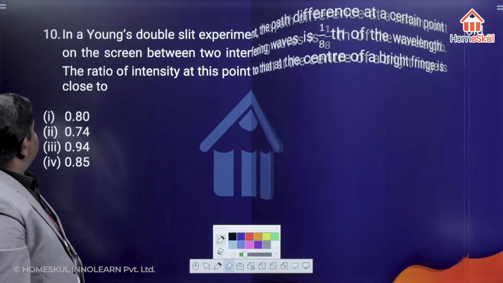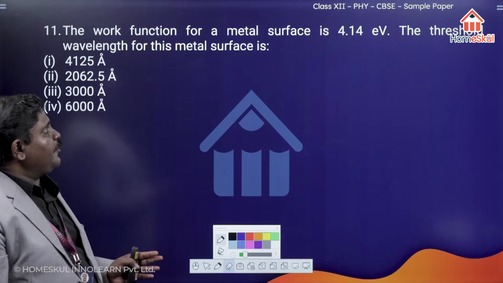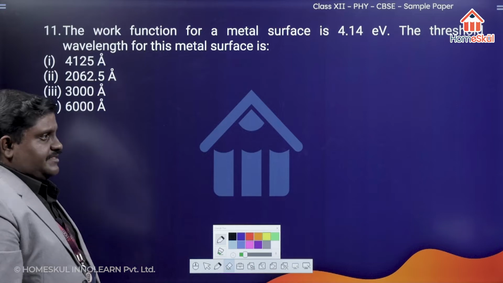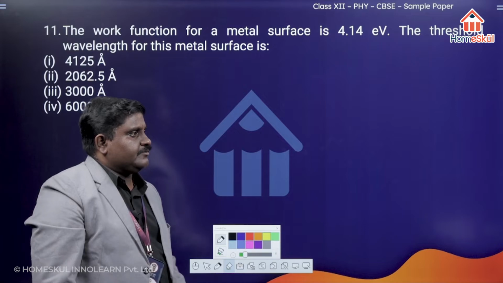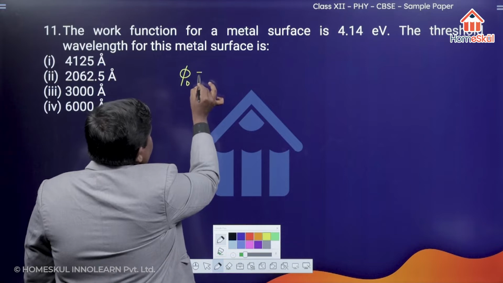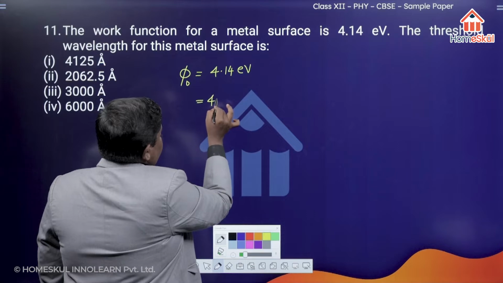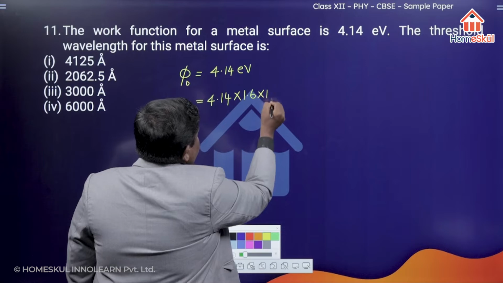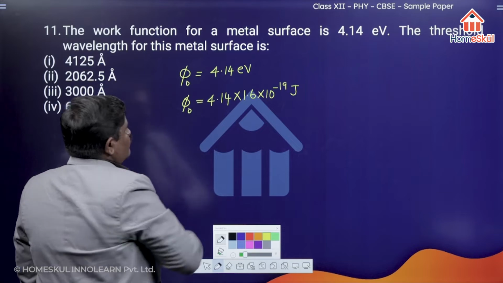Now 11th question. The work function for a metal surface is 4.1 electron volt. The threshold wavelength for this metal surface is. Here we have to find out the threshold wavelength. So for that, the work function, that is phi 0, is equal to 4.14 electron volt. We have to convert this electron volt into joules, that is 4.14 into 1.6 into 10 raised to minus 19 joule. This is the work function.